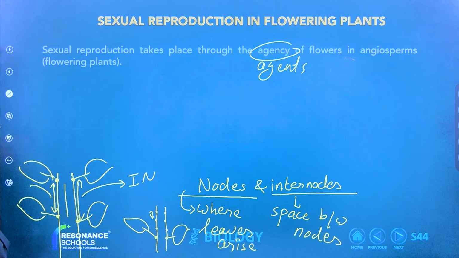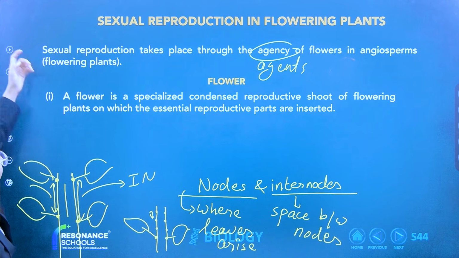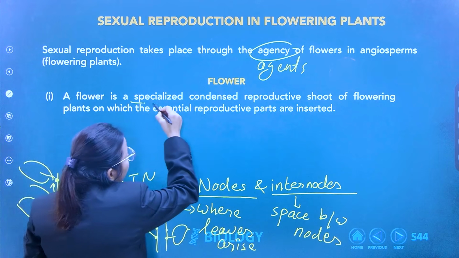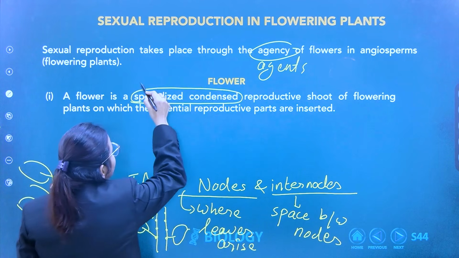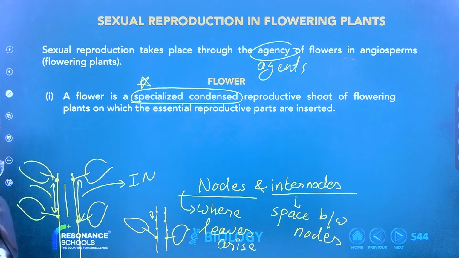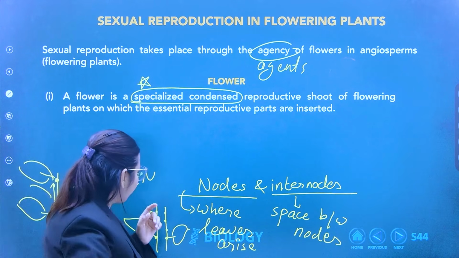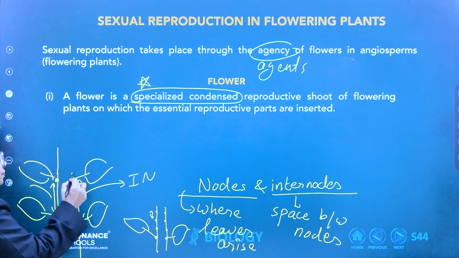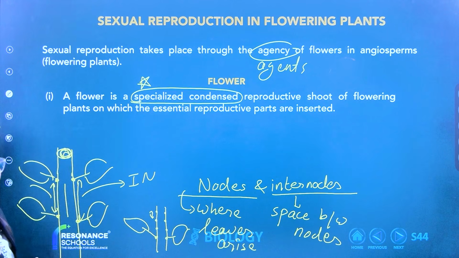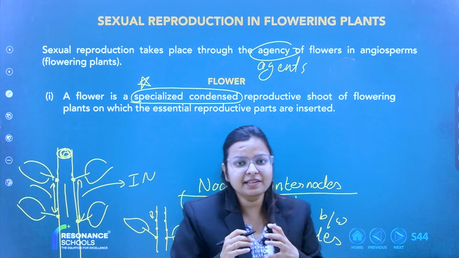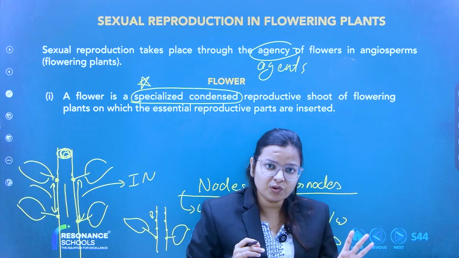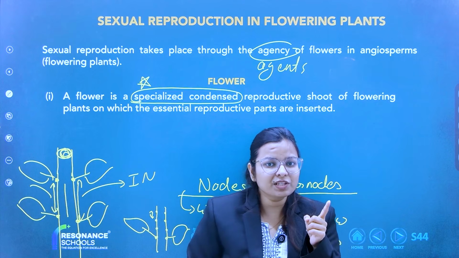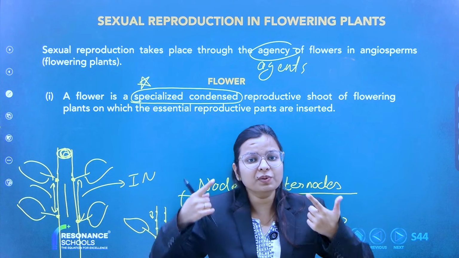Now what is the definition of a flower? A flower is a specialized condensed reproductive shoot. Specialized, condensed. This is the point to remember. Why are we calling it a condensed shoot? See, this plant is growing upward. So what is going to happen now? Here the meristematic cells decide that I have to become a leaf, I have to become a flower. Meristematic cells are undifferentiated cells, they are not specialized yet, they are going to specialize.